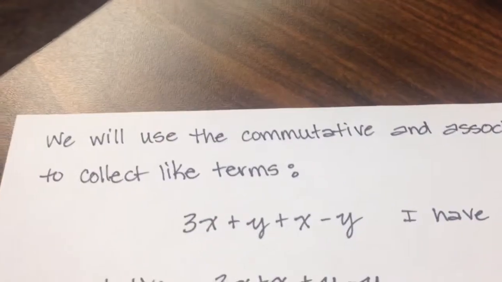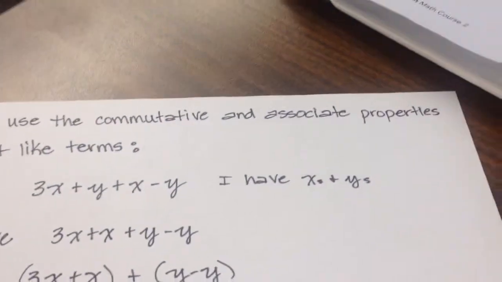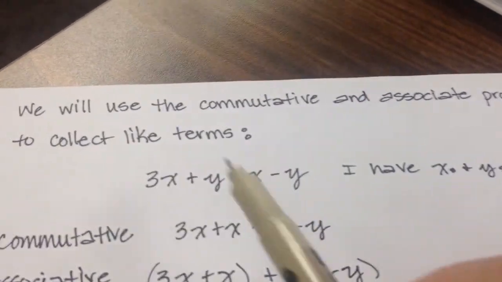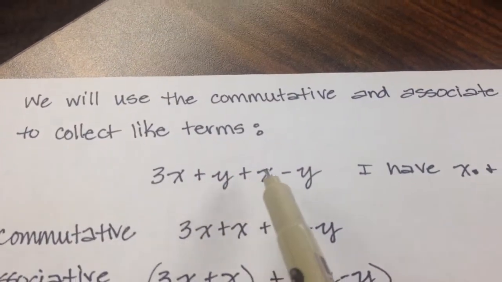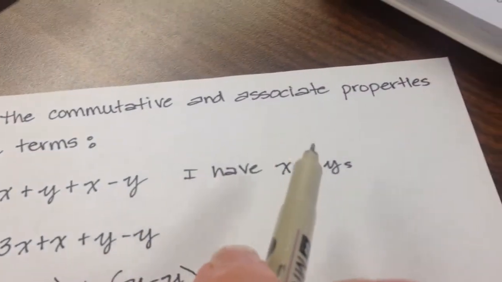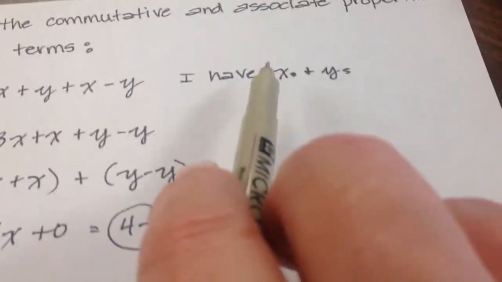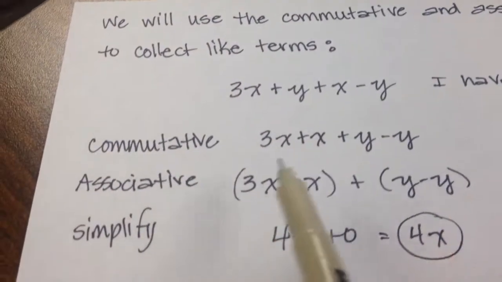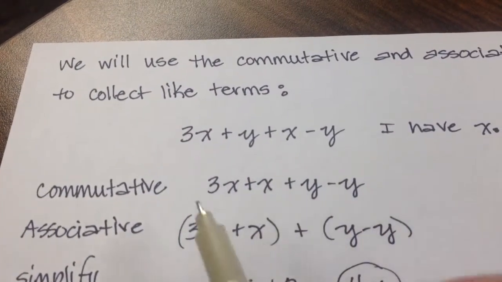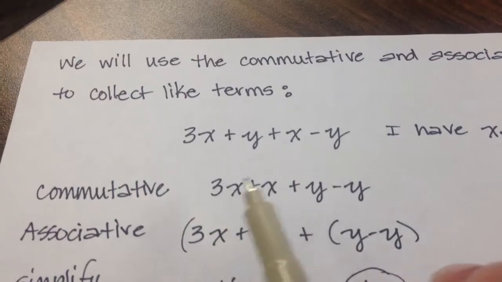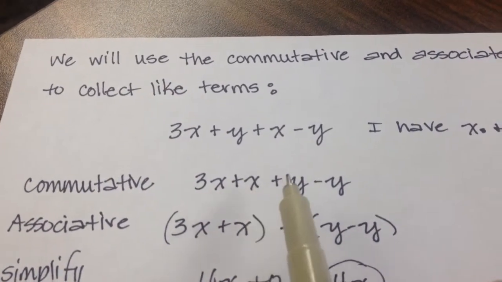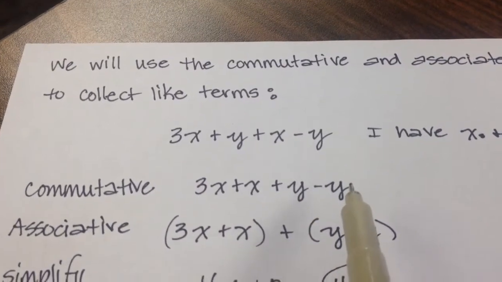Let's do some more. All right. We will use the commutative and associative properties to collect like terms, all right? So 3x plus y plus x minus y. I have x's and y's, right? I have a bunch of x's and y's. So commutative, let's just rearrange our community. Let's put the x's together and the y's together. So now I have 3x plus x plus y minus y, okay?